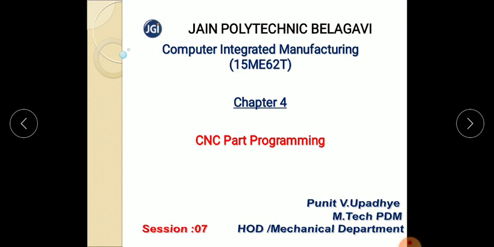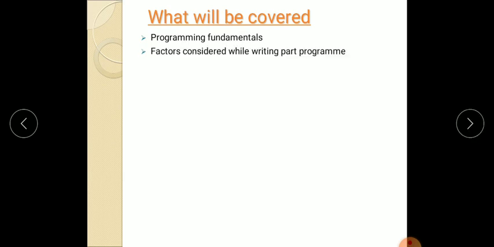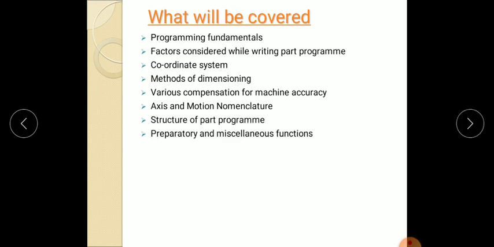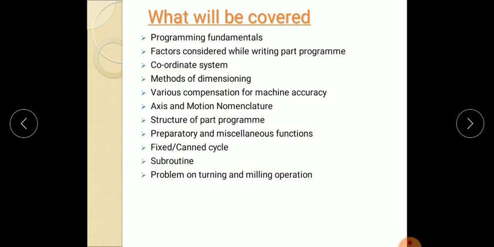So in this session, that is session 7, we are going to begin a new chapter on CNC part programming. What will be covered in this session? The programming fundamentals, factors considered while writing a part program, coordinate system, methods of dimensioning, various compensation for machine accuracy, axis and motion nomenclature, structure of part program, preparatory and miscellaneous functions, then fixed or canned cycle, subroutine, programs on turning and milling operations, then most likely questions for the examination.